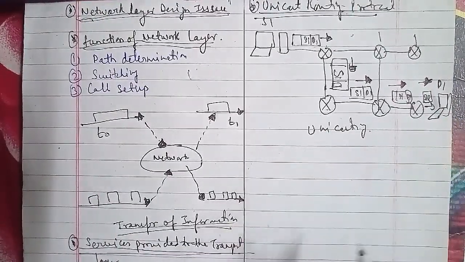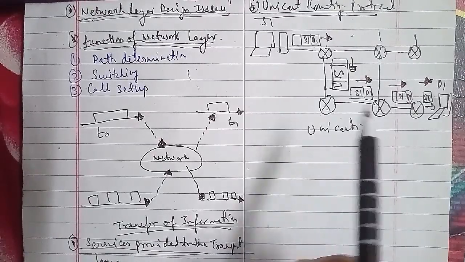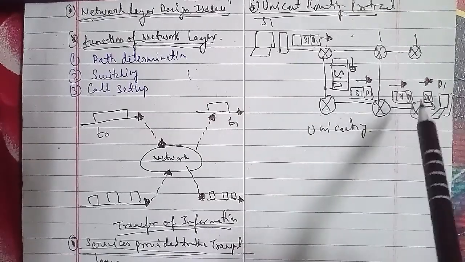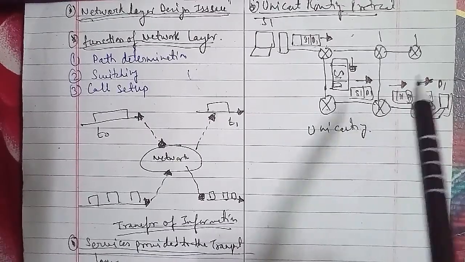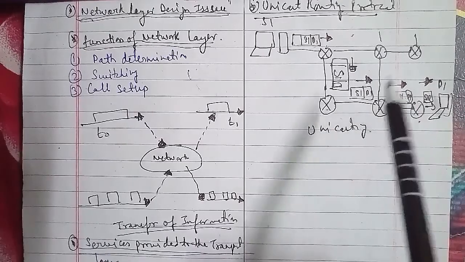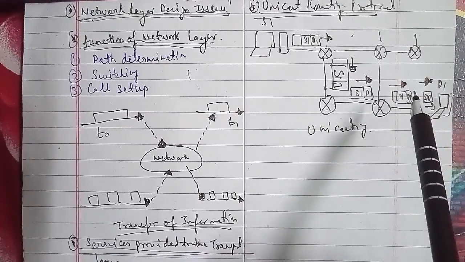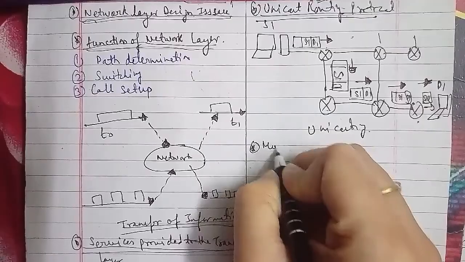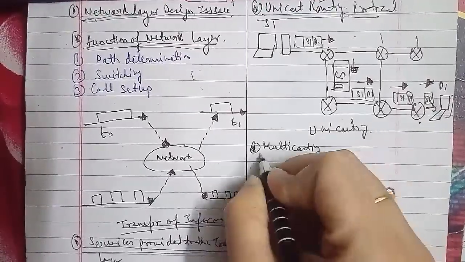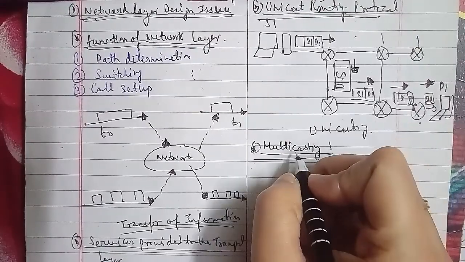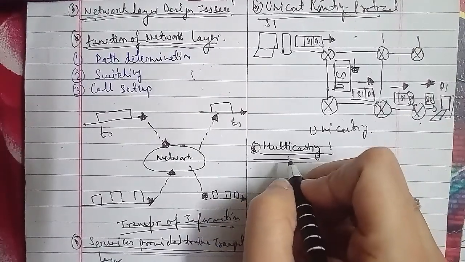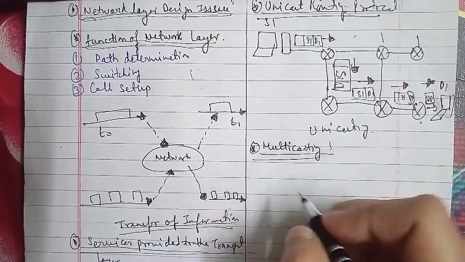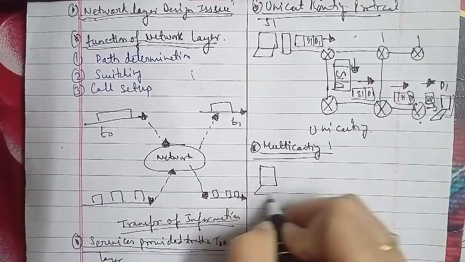In a multicast, there is one source and a group of destinations. The relationship is one to many. So in multicasting, when there are many systems, this is one system, then here is another, and another, and another. So it will travel like this.